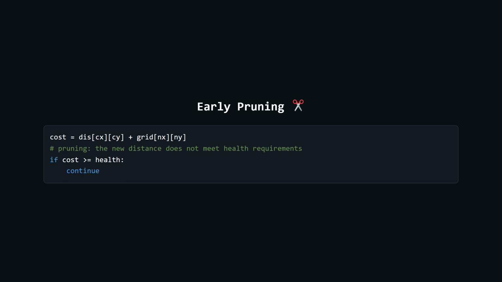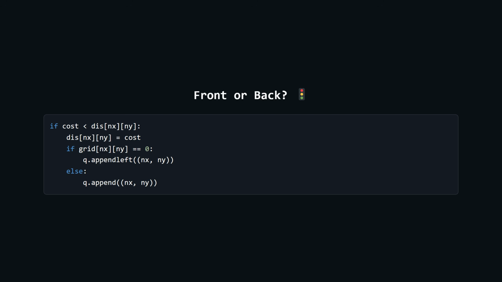Here's a great optimization. If this new cost is already equal to or greater than our starting health, we are already dead on this path. We just skip it immediately. If we found a cheaper way to reach this neighbor, we update its cost. Then, if the neighbor is a 0, we append it to the left side, the front. Otherwise, we append it to the normal side, the back.